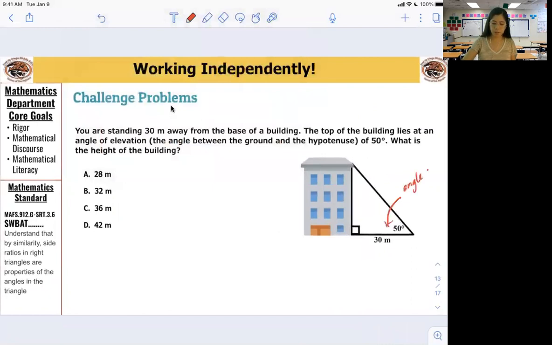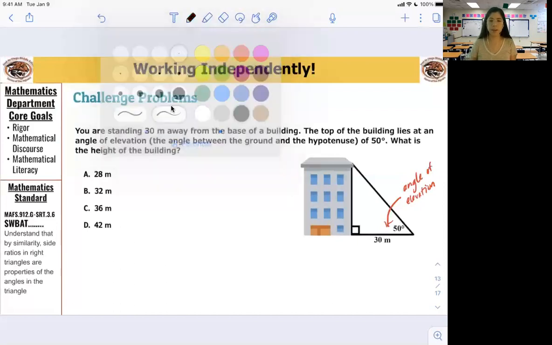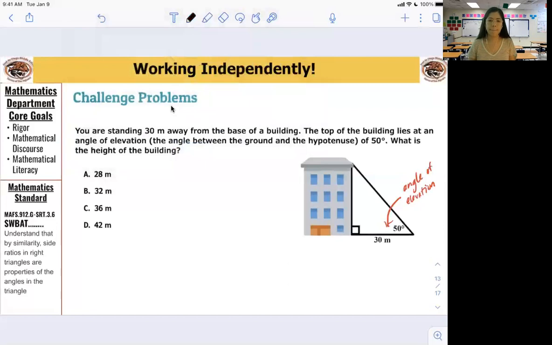Angle of elevation. What is the height of the building? So we don't know the height of the building, but we know almost everything else. Which trig function should I use in my equation this time? I'm looking for the height.